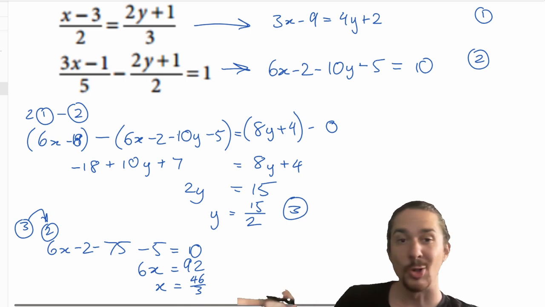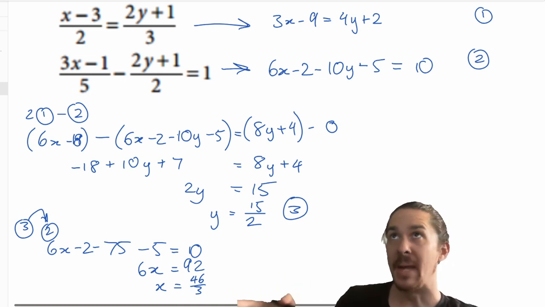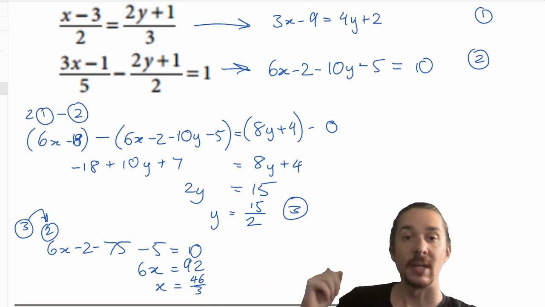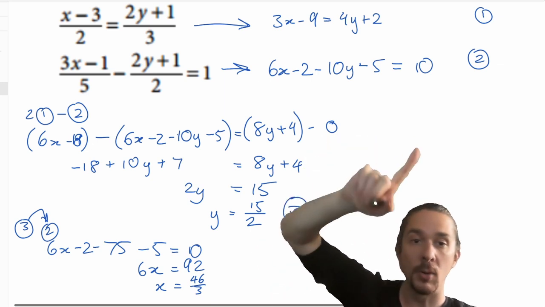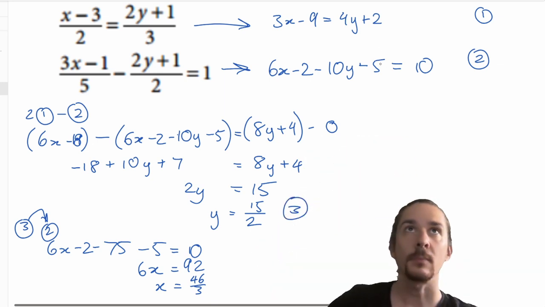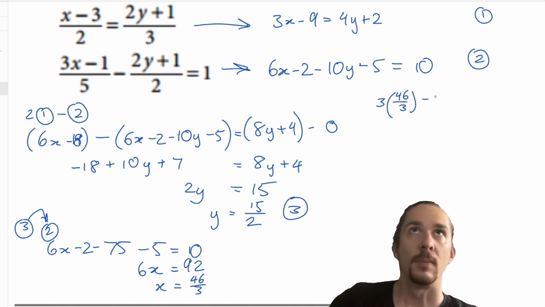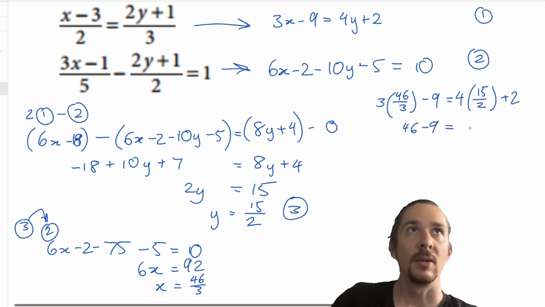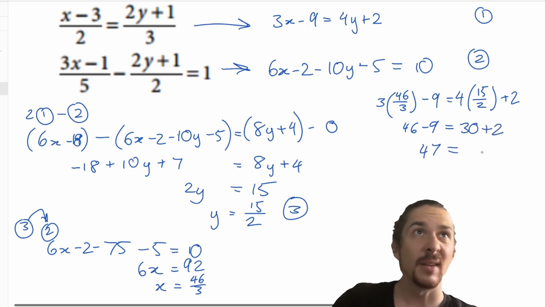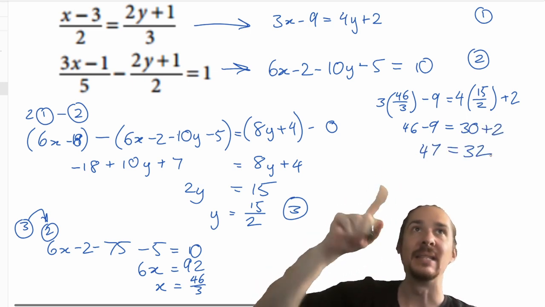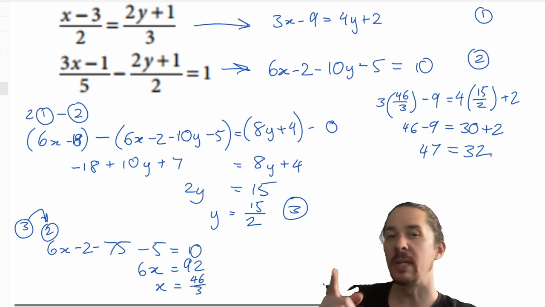Now that does not look like the kind of answer I want to be getting. Maybe I've made a mistake. So I'm going to try and catch my mistake by checking with both of these two original equations. So if I take 3 amounts of 46 on 3 and go minus 9, is that equal to 4 amounts of 15 on 2 plus 2? Well, that's going to be 46 minus 9. And then here I'm going to have 30 plus 2. And that is not true. 47 does not equal 32. This means something's gone wrong. Okay, so we can check our answers at this point.